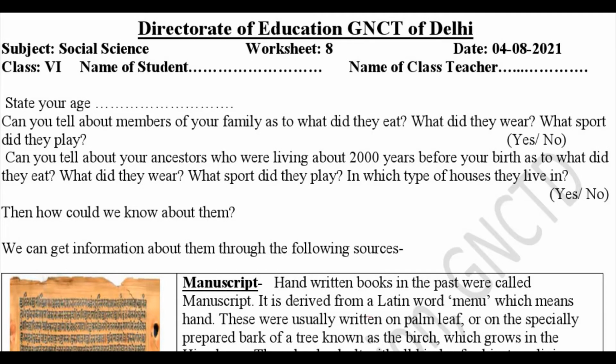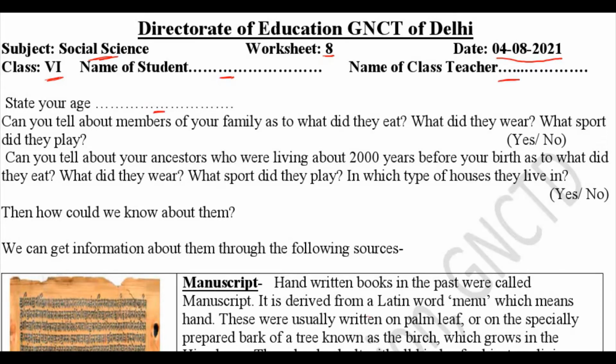Friends, in this video we are going to solve worksheet number 8 and the class is 6. The subject is social science. The date is 4 August 2021. Here you need to write your name and here your class teacher's name. Now here you need to write your age.